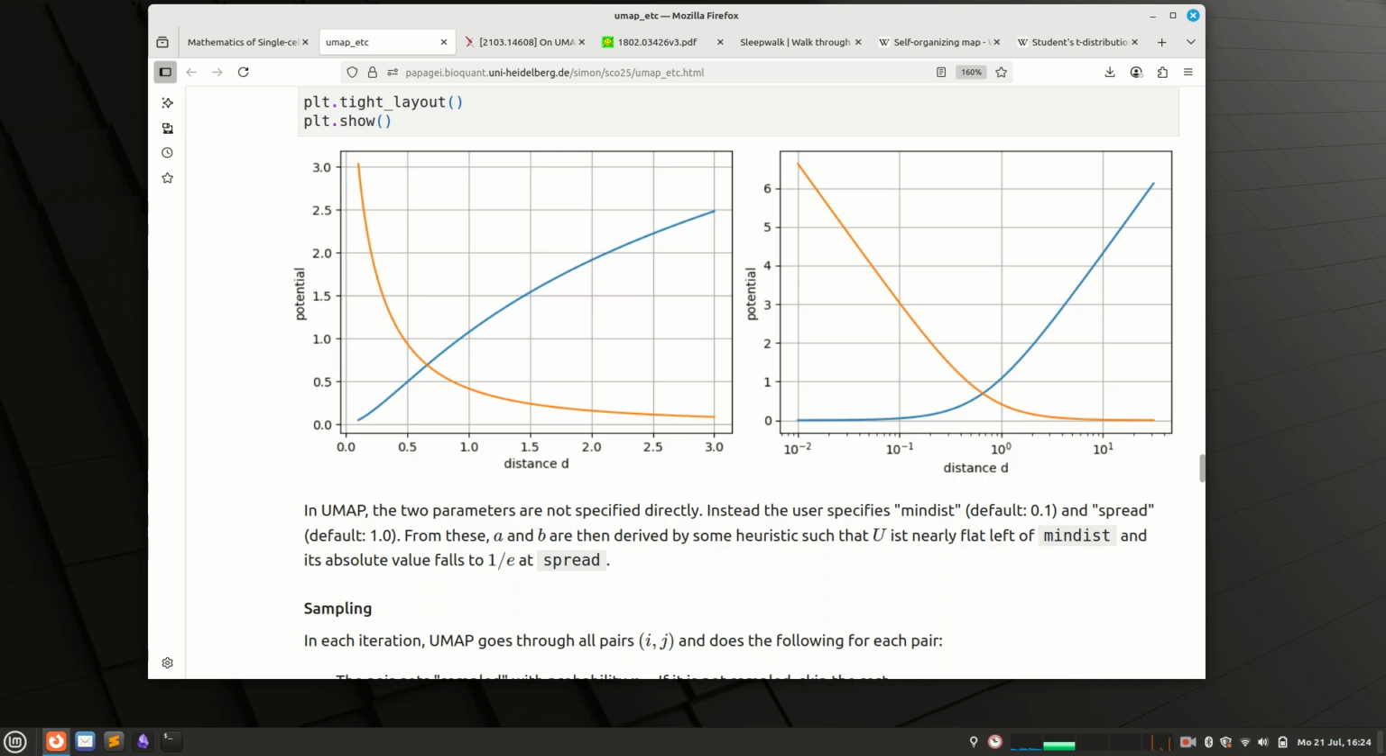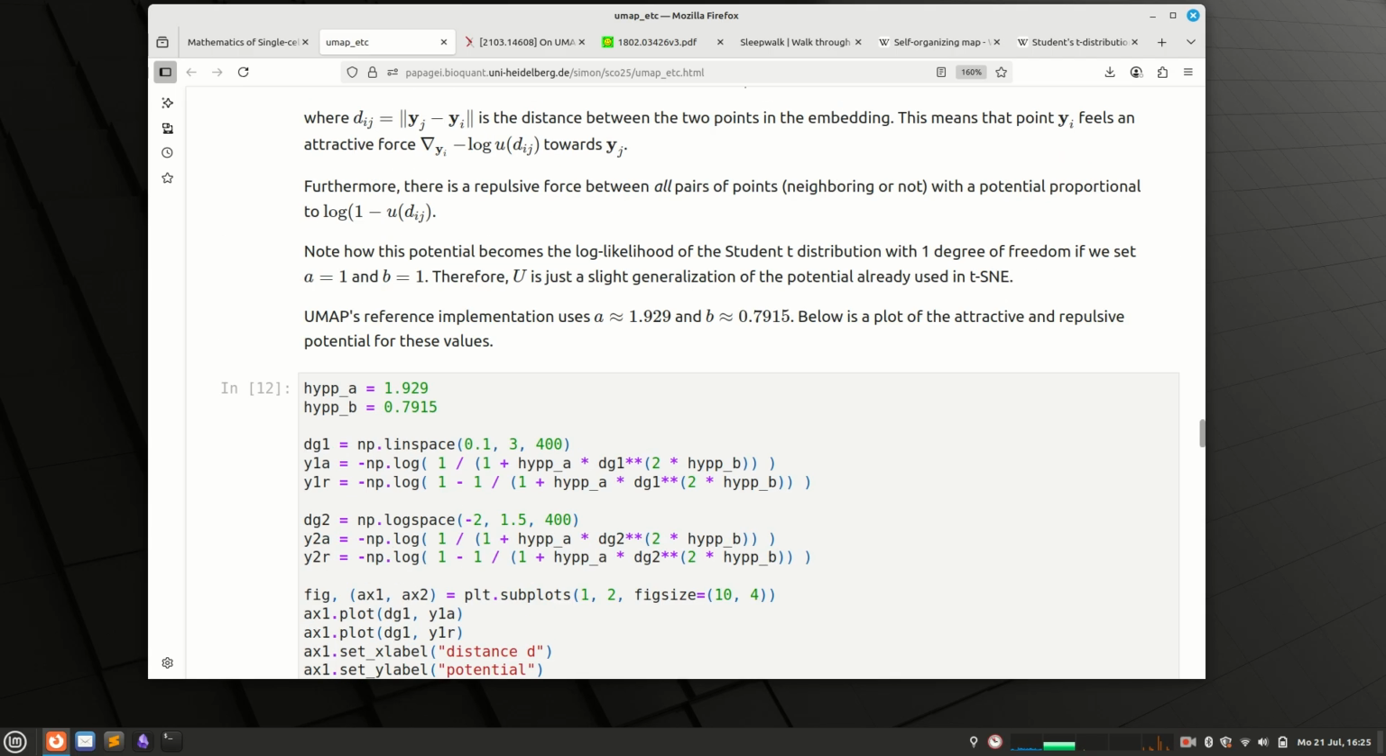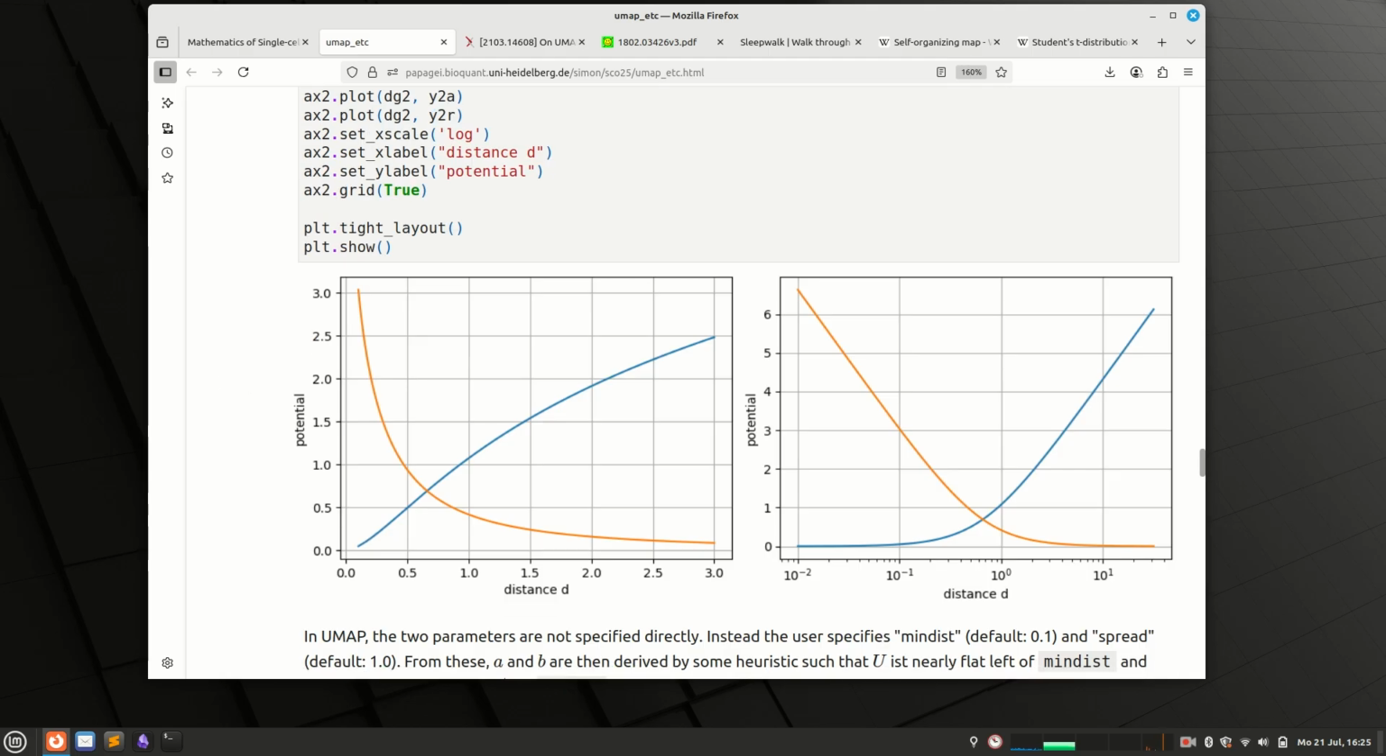And if you call UMAP, it has two parameters called min-dist and spread. Min-dist is this value here, where the thing is down to, I think, 1% of the maximum value. And spread is here, when this thing has reached 1 over e or something like that. From min-dist and spread, it simply calculates these two points, and everybody sticks to the default. Min-dist is 0.1 and spread is 1, and then you get these values for A and B and this curve here.